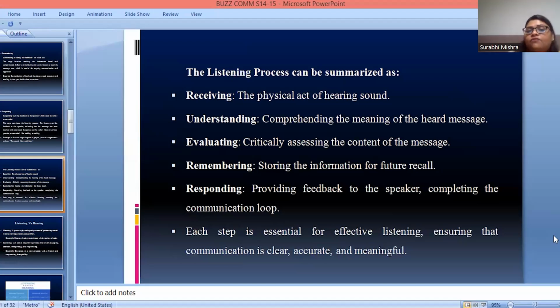Because if the message which you are communicating is not clear, is not accurate, then the listener will get hampered, and the entire process of transmitting information will be void, right? So to avoid that, make sure the information which you are going to share contains a clear, accurate, and meaningful message and content. Let's move towards the next topic.